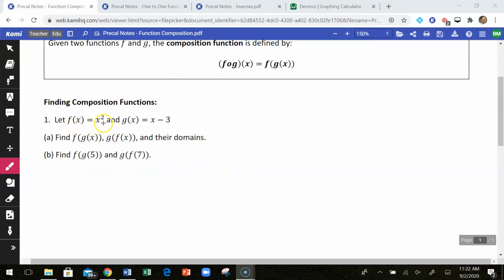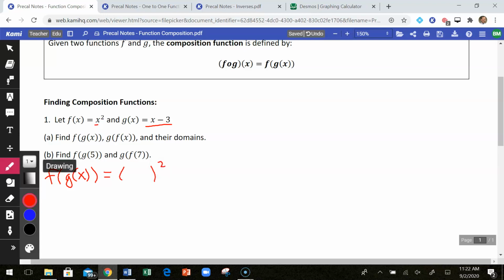So here we have a couple of functions. F of x equals x squared, and g of x is x minus 3. The first thing we need to do is find f of g of x, and also g of f of x. So to find f of g of x, what that says is we're to take g of x and plug it into f of x. So everywhere where there's an x in f of x, which is the x that we're squaring, we're going to replace that x with the function g, which is x minus 3.